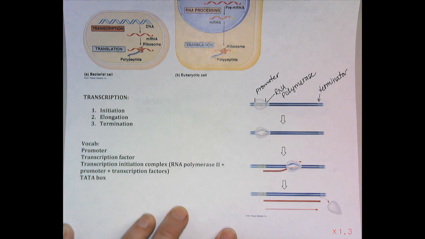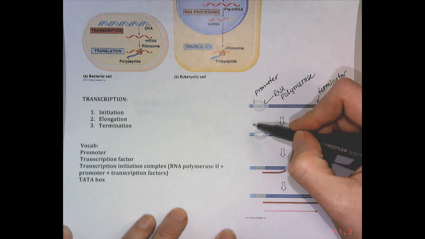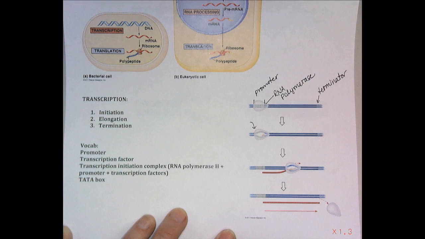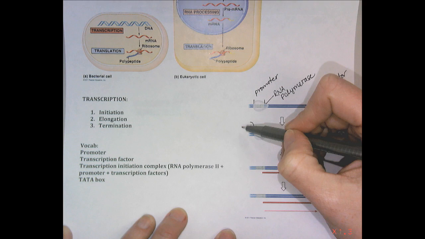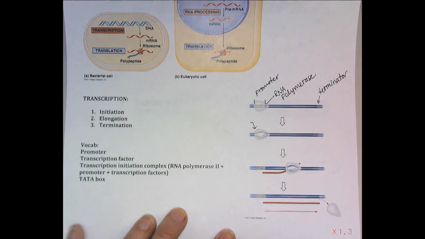So during initiation of transcription, RNA polymerase is going to join with the DNA template, and then it will begin to unzip the double helix by breaking those hydrogen bonds. So that's what's happening inside of this little bubble, is that the double helix is being unzipped by hydrogen bonds breaking. So that's what RNA polymerase is doing right here, and that's initiation.